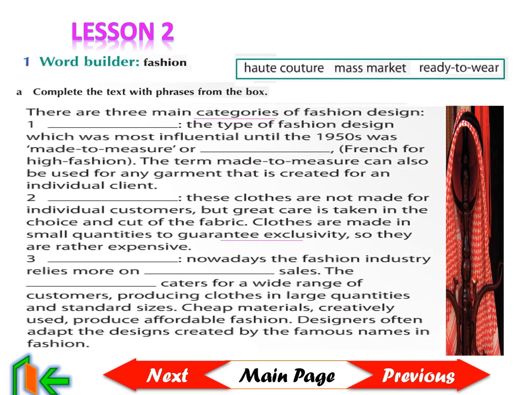So there are 3 main categories of fashion design. Number 1, the type of fashion design which was most influential until the 1950s was made to measure, or it's a French phrase for high fashion. Yeah, I told you this word. What do you call it?